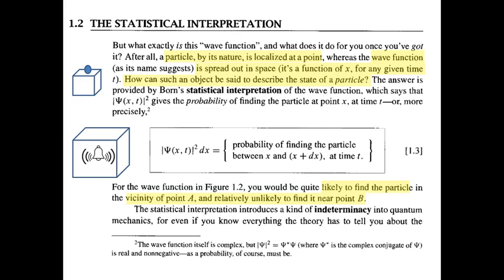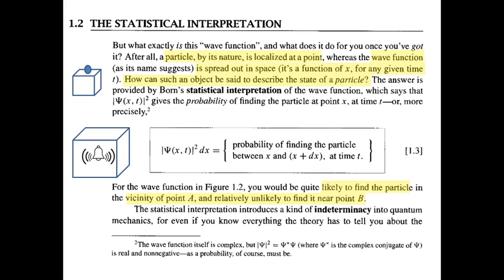This question which arises has been answered by Born's statistical interpretation, which says about the probability. The probability is denoted by mod psi square, and when mod psi square dx is written, it defines the probability in this particular region, between x and x plus dx at time t.